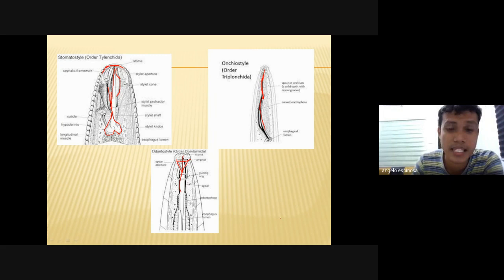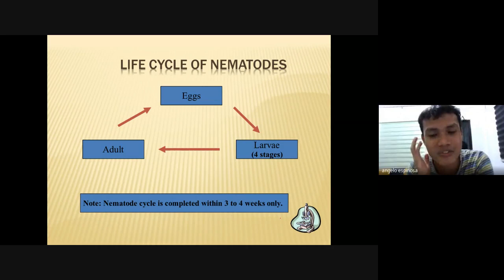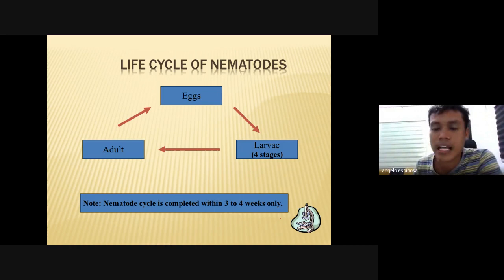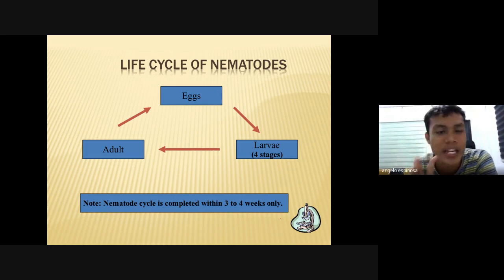Okay, and these are the life cycle of nematodes. We have the eggs, the larvae, which, the juvenile stage, has four stages. Ang pagkaalam ko lang, ang second stage is the stage of the root knot nematodes. The root knot nematodes is under the second juvenile stage. Then followed by adults. Always remember that the nematode cycle is completed within 3 to 4 weeks only. Makomplete na siya, maging adult na siya.